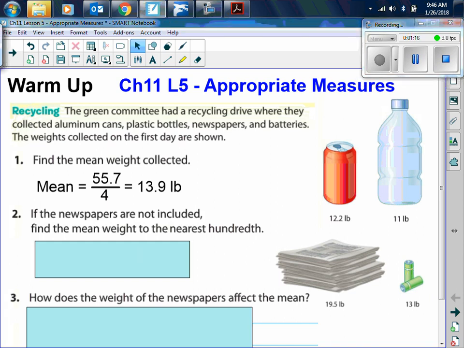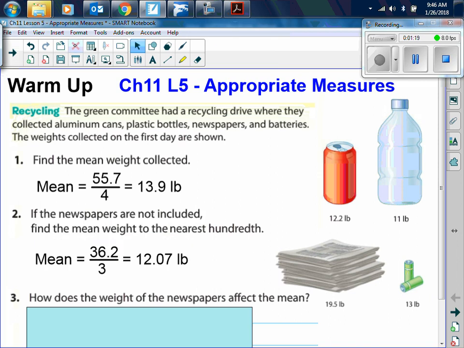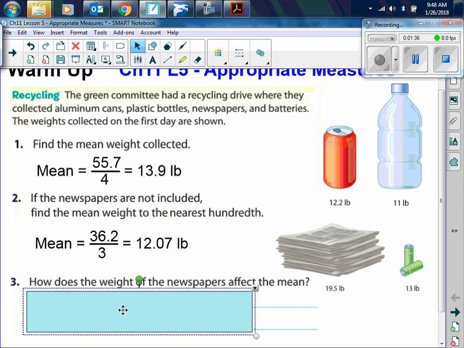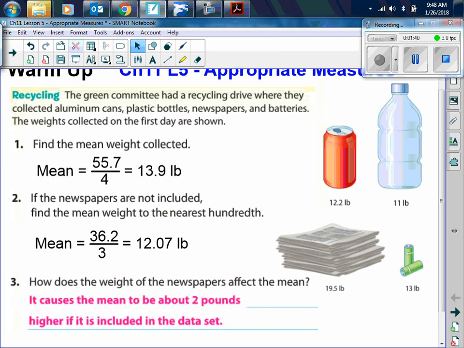So here, when we do that, we get 36.2 divided by 3, which gives us 12.07 pounds. Number 3 says, how does the weight of the newspapers affect the mean? So here, it causes the mean to be about 2 pounds higher if it's included. So 2 pounds less if we take the newspapers out of there.